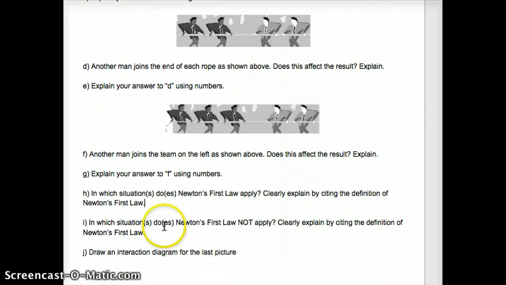Okay, go through F, G, H, and I. Pause now and finish.